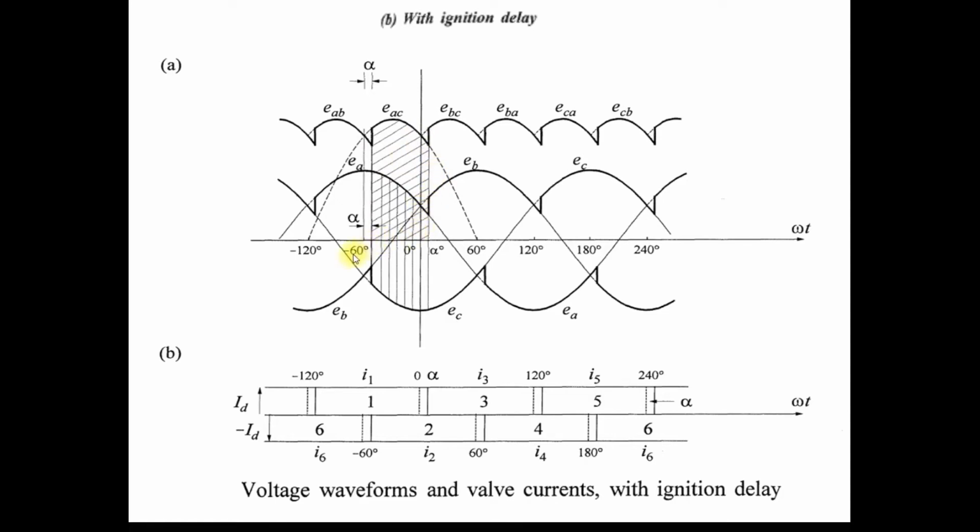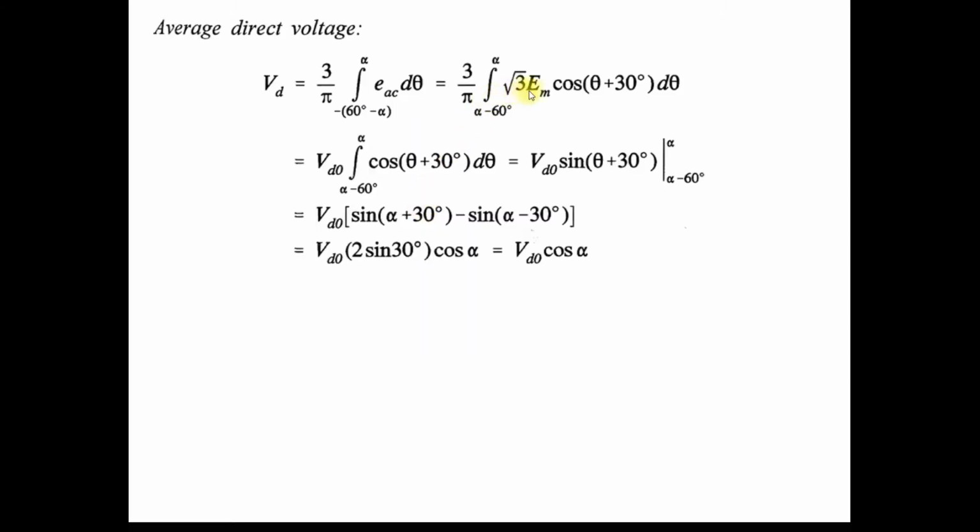So take the integration from minus 60 plus alpha to alpha degree of EAC phase, and we know that EAC phase is root 3 Em cos theta plus 30 degree. Clear? So here this is minus 60 plus alpha, or you can write alpha minus 60 to alpha, and we take base pi by 3 because we take integration for the duration of 60 degree. Clear? So it is 1 upon pi by 3, or you can write 3 by pi integration from minus 60 plus alpha to alpha of EAC, which is root 3 Em cos theta plus 30 into d theta. Here again omega t is replaced by theta.